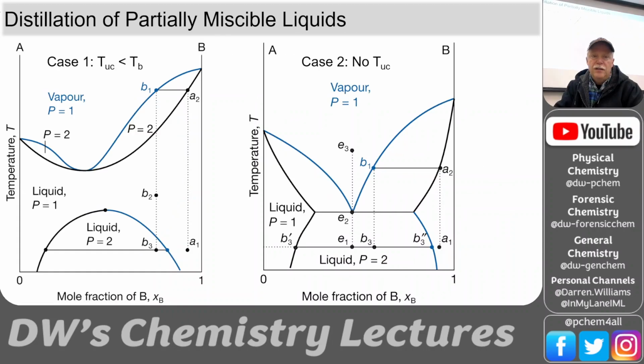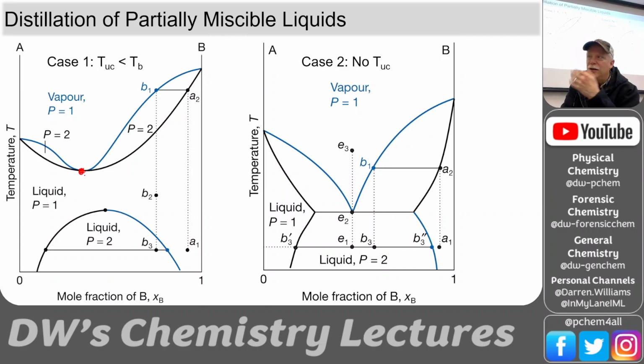Now we get into distillation of partially miscible liquids. So this is what we've been covering so far. We have an azeotrope. Can you tell me which this is? You have 2 options. Is it a low boiler or a high boiler? On the count of 3, low or high? 1, 2, 3. Very good.